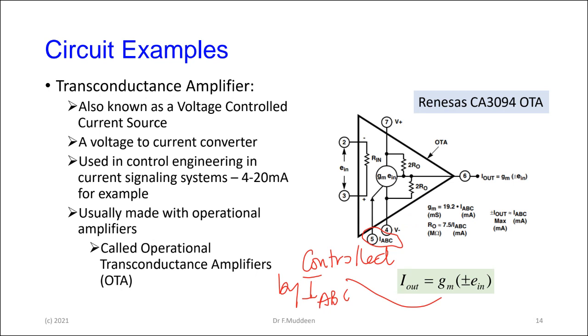The transconductance amplifier now is something that is also known as a voltage controlled current source. Basically, it's a voltage to current converter, right? The voltage comes in, and then you generate a current in proportion to that voltage coming out. Now, one very common place that you're going to see it is in controls engineering, for instance, in process plants.